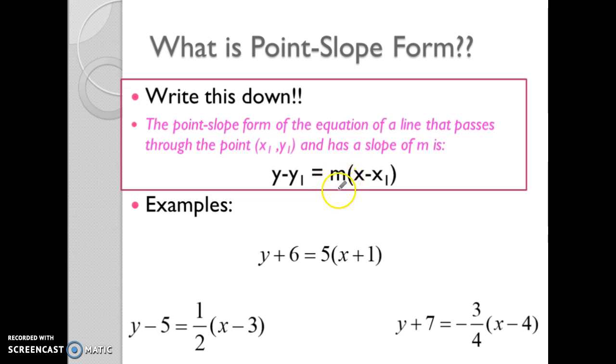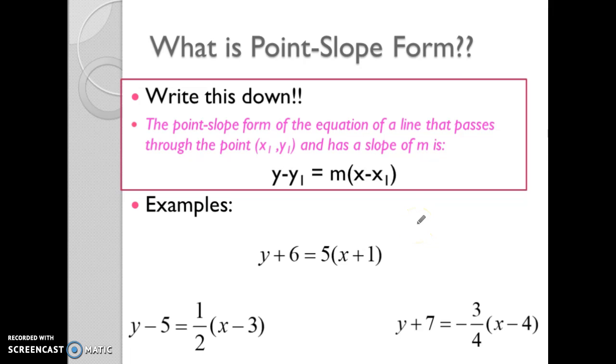This is the same as slope-intercept form where m represented slope. And the x1, y1 of our point-slope form equation, those just refer to the coordinate of a point on that line. So here are some examples of equations that are in point-slope form. In this first one, I can see the slope of our line and the point, our x-coordinate and our y-coordinate. And in this equation, we can see our slope of 1/2, our x and y coordinates, and in this last one, the slope of -3/4, and our x and y coordinate.